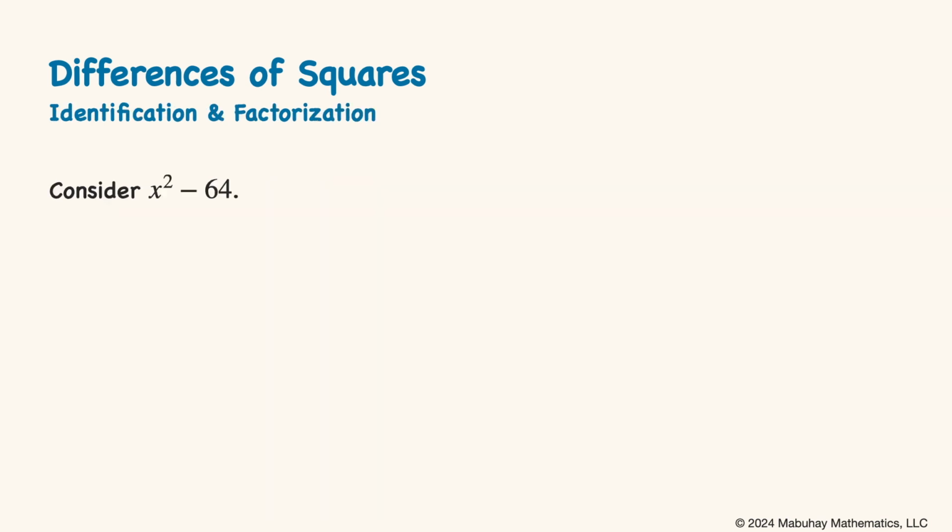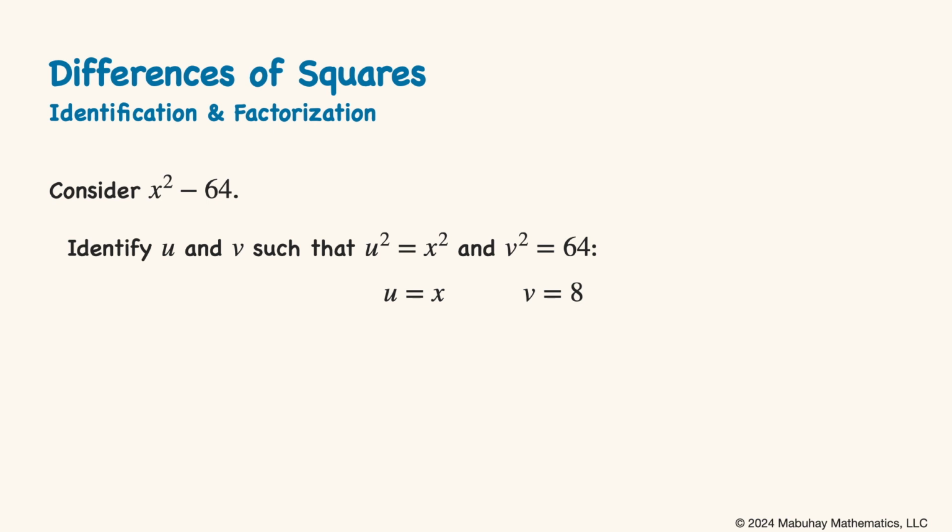Okay, here's a quadratic, x squared minus 64. Since x squared and 64 are both perfect squares, this is a difference of squares. Let's identify u and v that give us these two squares. If we set u equals x and v equals 8, then u squared is x squared, and v squared is 64, so they check out.